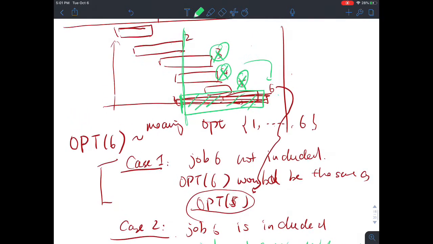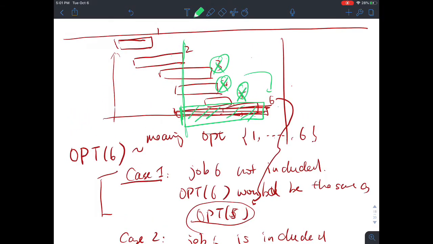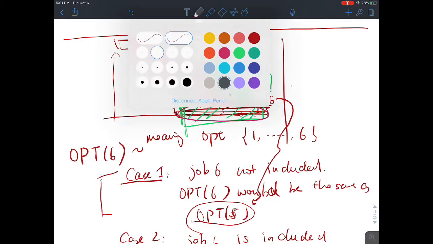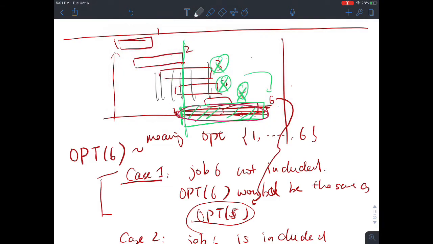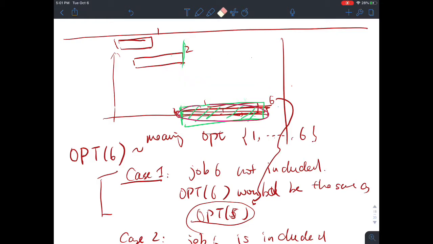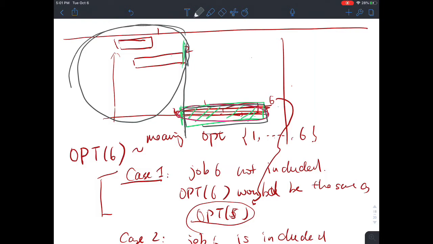Let me just repeat. So long as you decided to include this particular job over here, then basically you decided to exclude everyone here. So if I just erase them literally, we know that 6 is included, and we don't know the optimum solution for this period. But this period is exactly a subproblem.